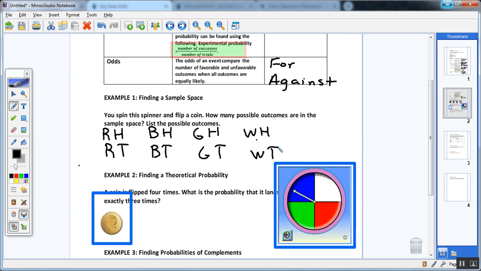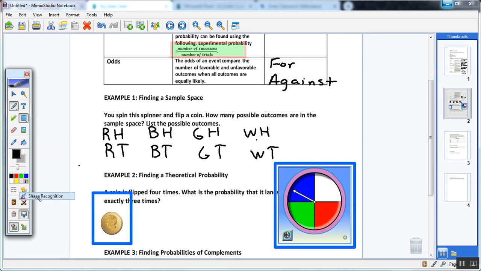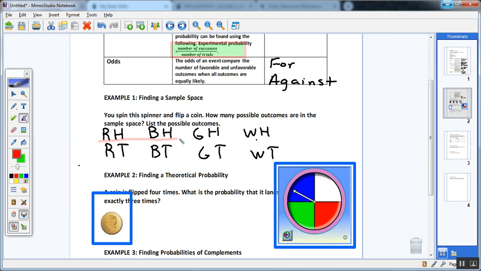Okay. So the question here, you spin that spinner, and on that spinner there are how many equally likely outcomes? 4. And how many equally likely outcomes on the coin? 2. So what's 4 times 2 make? 8. All right. So right here's the list of the possible outcomes. How many possible combinations did we get? Looks like we had 8 of them. So guys, what's the relationship between 4 and 2 to get to that 8?